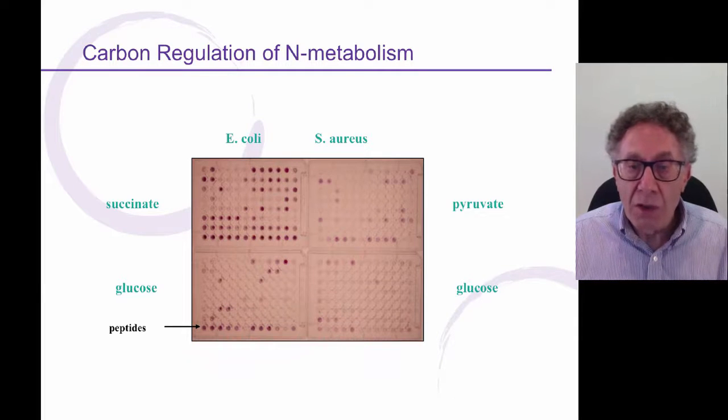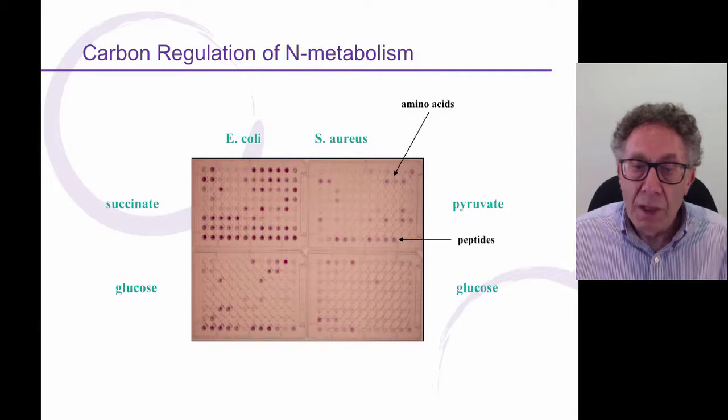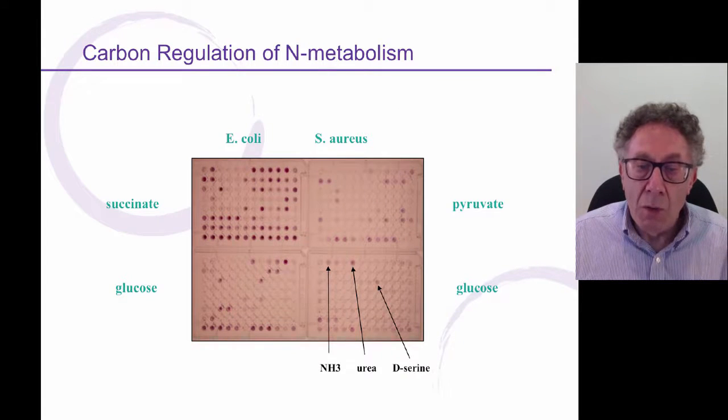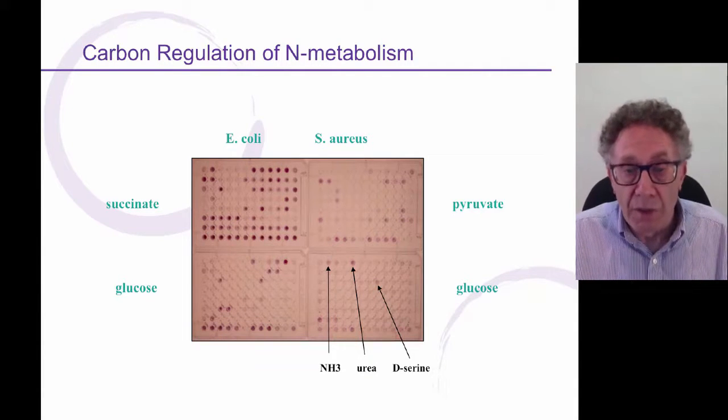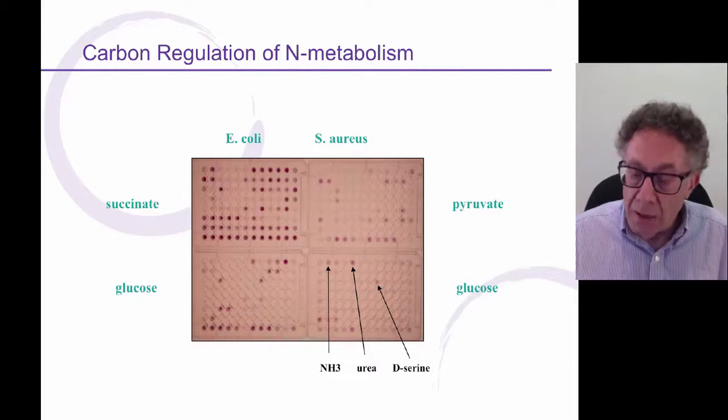It won't use succinate, so in this case we gave it pyruvate as the carboxylic acid carbon source, and we see that the cells will use some amino acids and peptides primarily as nitrogen sources. But if we give it a preferred carbon source of glucose, it's now primarily using ammonia, urea, and D-serine. This is not a subset of the pyruvate set, it's actually a completely different set. So Staph aureus, unlike E. coli, undergoes a much more drastic rearrangement of its nitrogen metabolism in response to the carbon source that it's using.